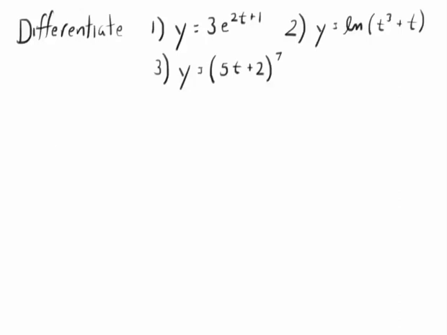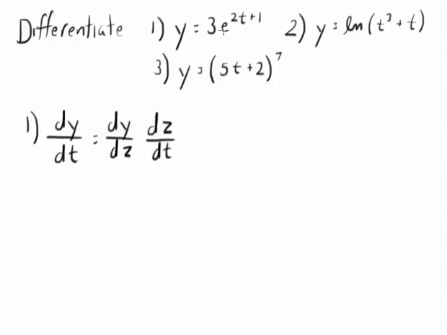Hello, business calculus students. Today what we're going to be doing is using the chain rule to differentiate these expressions right here. So, just a reminder, what we have is dy dt. Here's the chain rule. It's dy dz times dz dt. So that means I need to take this and rewrite it using an inside function z. Well, a really good choice here is the exponent for number 1, 2t plus 1. And if I do that, then y is going to be 3e to the z.